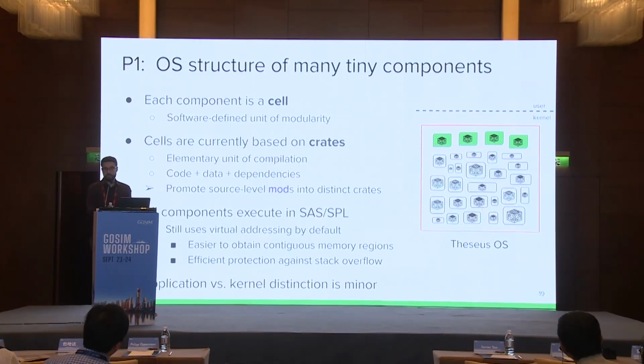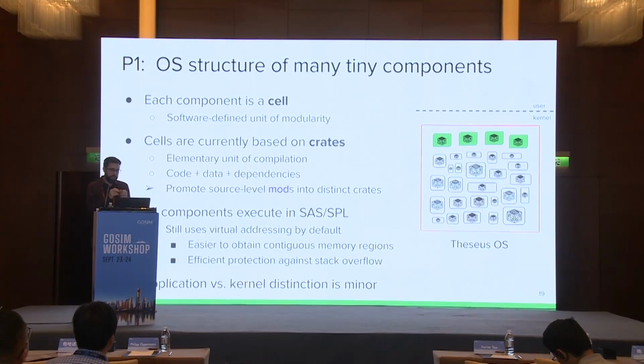These are elementary units of compilation. We want to keep them as small as possible for that reason. Generally, we don't use the Rust-level mod keyword, the module keyword, except in specific isolated circumstances, and instead we try to promote them into their own distinct crates. Right? As I said already, all of these execute in a single address space at a single privilege level, right?